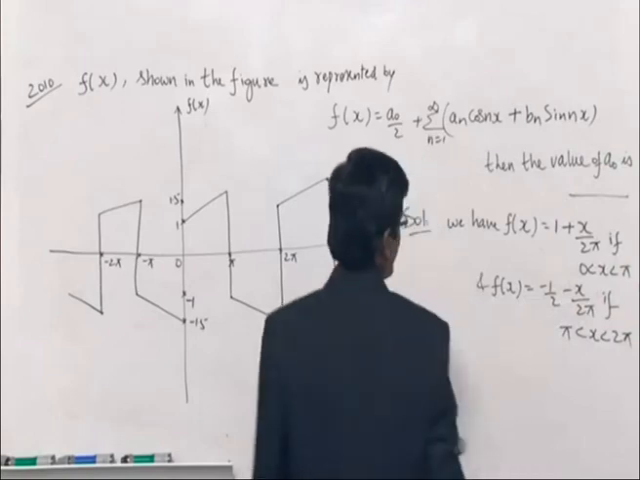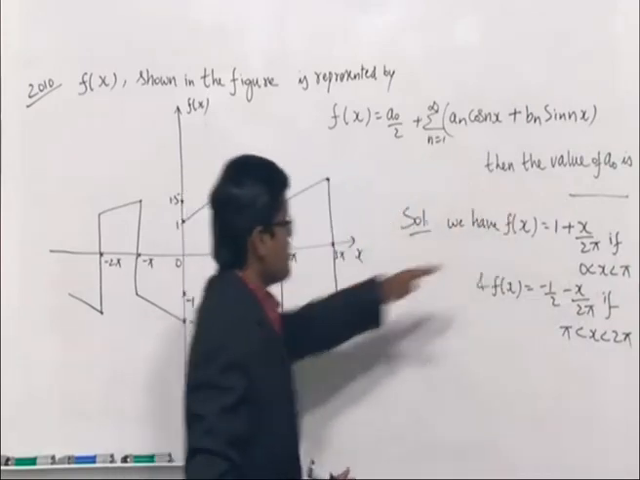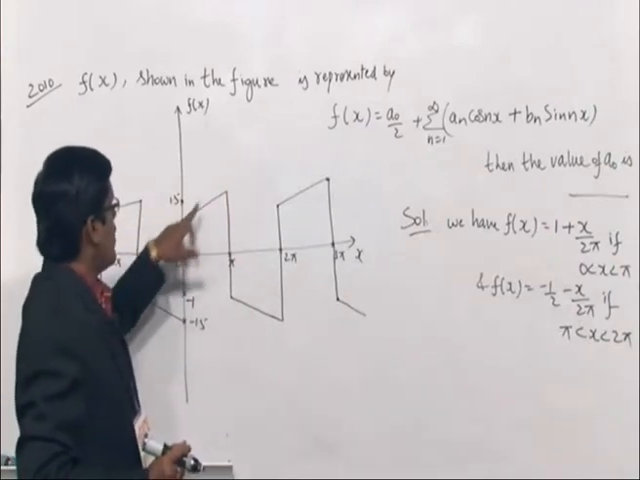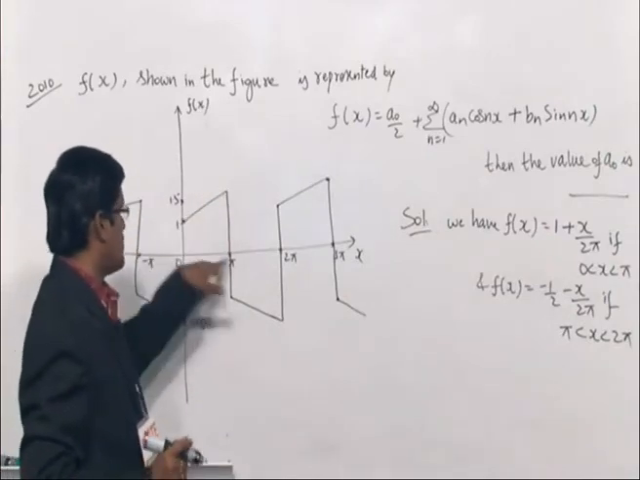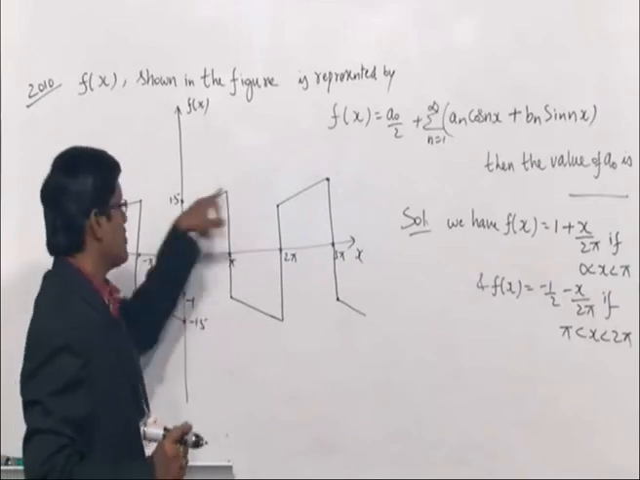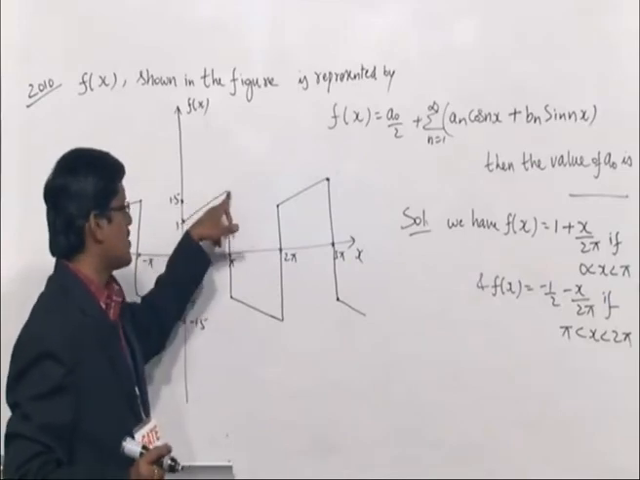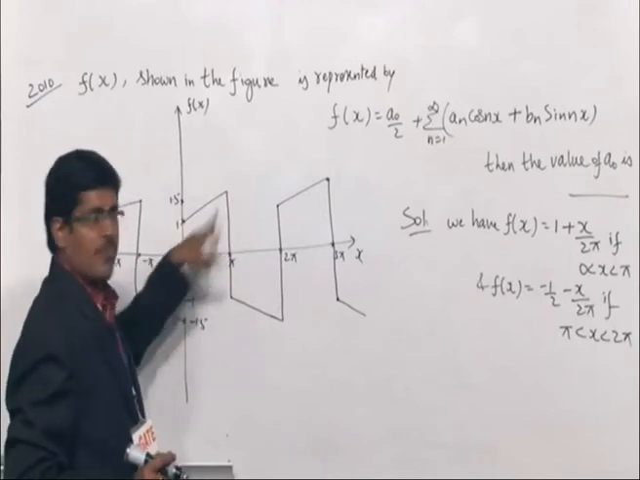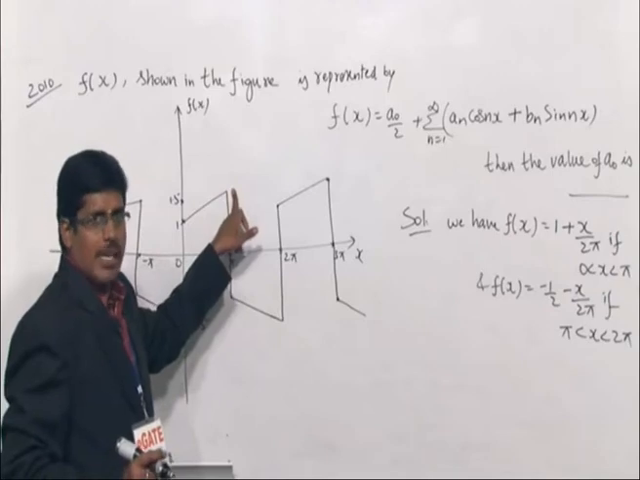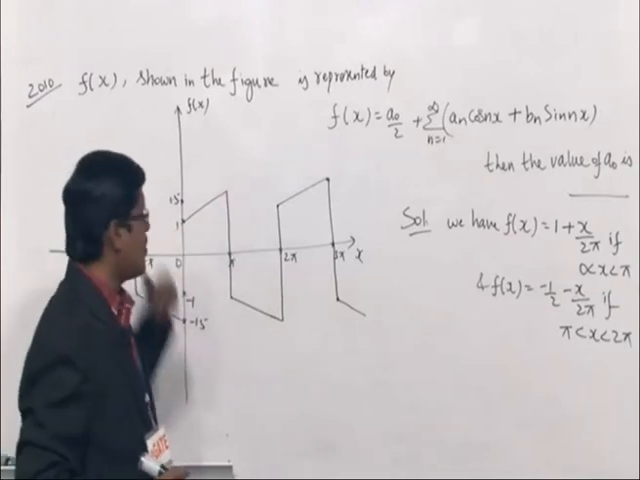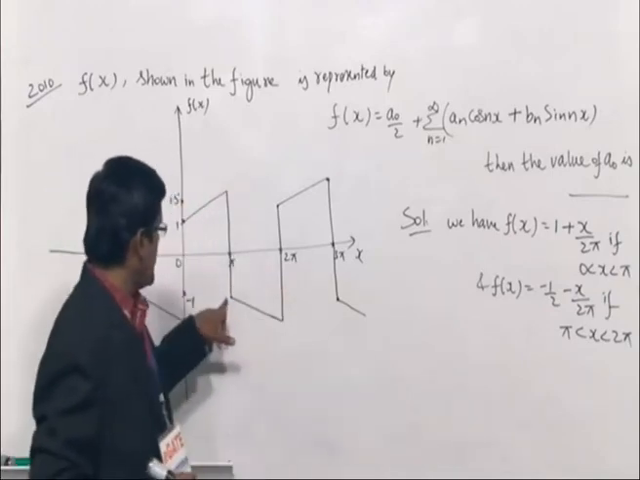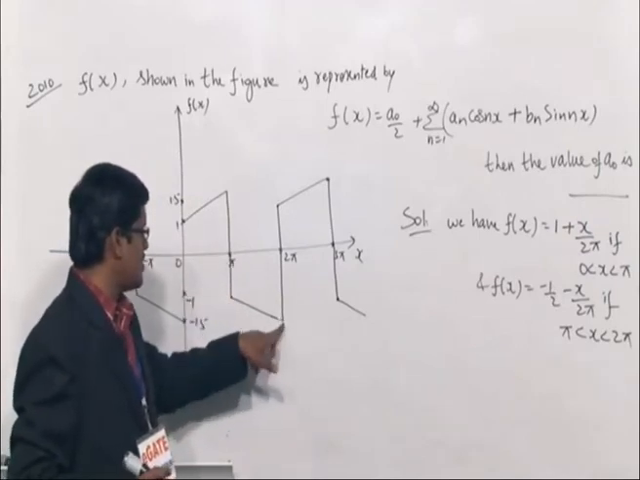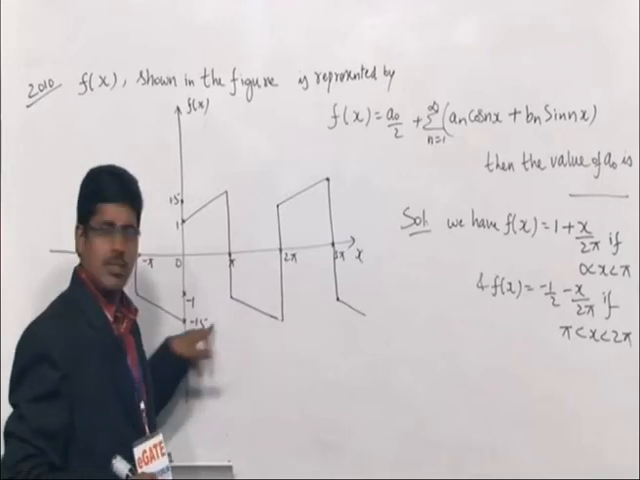From the graph, I calculated f of x like this. So this value is obtained by the straight line joining 0, 1 and pi comma 1.5. This is the graph between 0 to pi. Your f of x graph is like this, which is a straight line joining this point and this point. What are the coordinates of this point? Horizontal distance pi, and vertical distance 1.5. So this point corresponds to pi comma 1.5. This point corresponds to 0 comma 1. Similarly, this is a straight line joining the points pi comma minus 1, and 2 pi comma minus 1.5.